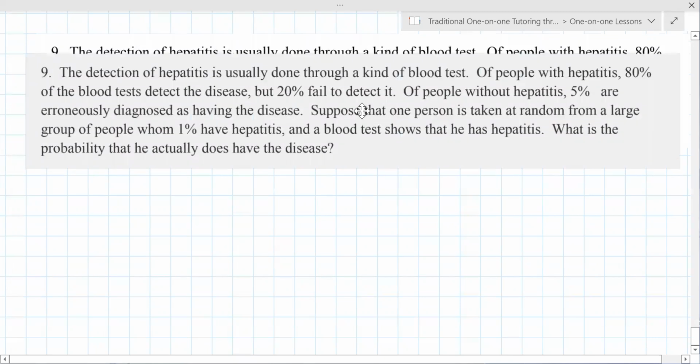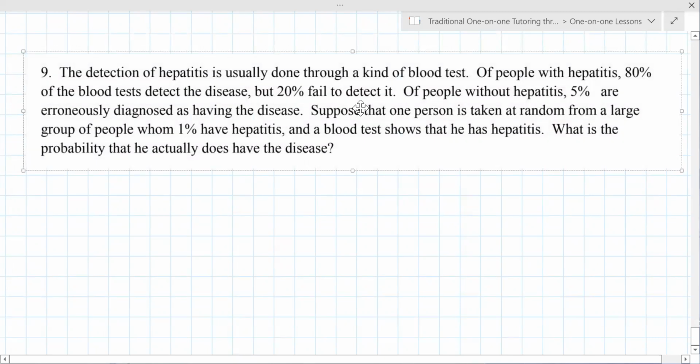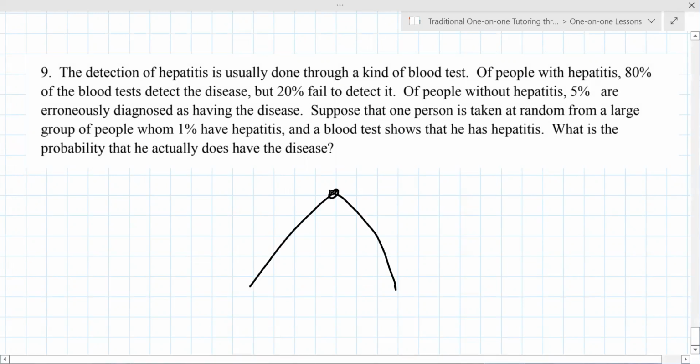Okay, so one of the things you can read here is that there's a detection of a disease problem. You have to first decide, what's my first branch? In the previous problem it's kind of obvious: it's either A, B, or C, and then you decide whether it's pass or fail. But here you first have to decide whether the person has hepatitis or doesn't have hepatitis. Is that kind of clear?